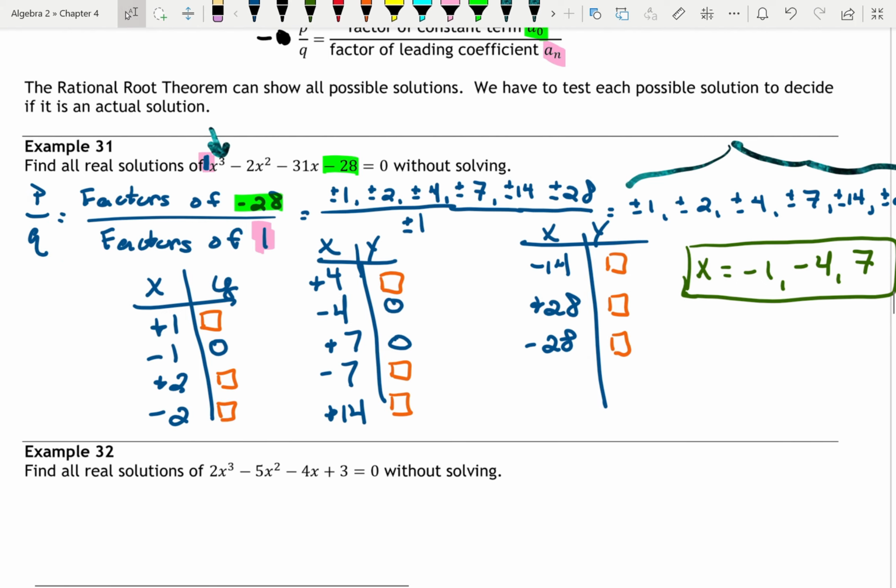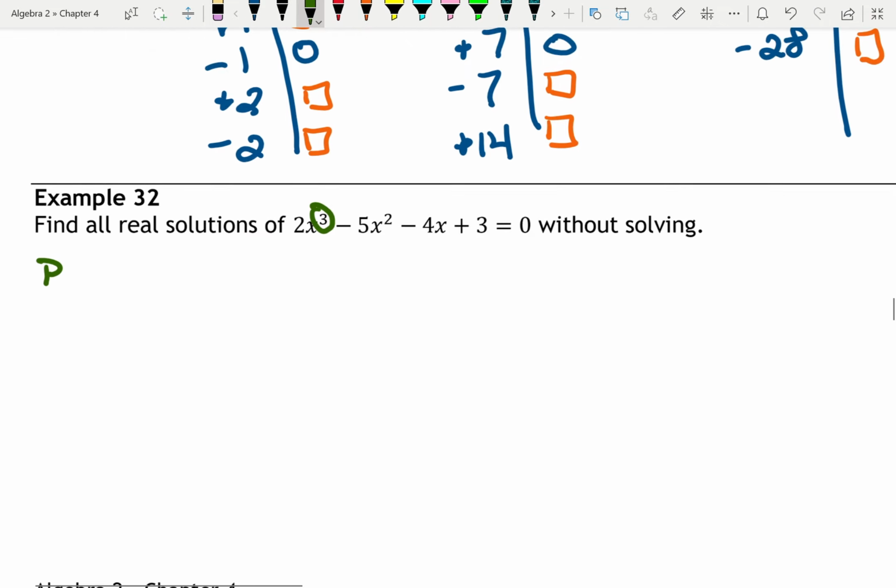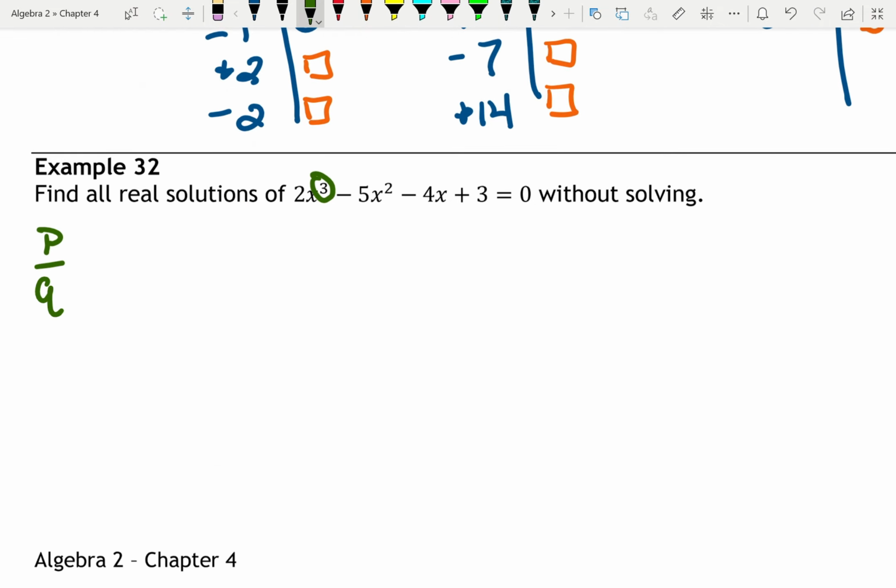Number 32. Again, we're going to try to not solve it outright, at least. So I'm going to use the rational roots theorem again. We know that there should be 3 solutions. So I need to write out my P. Was it P on top and then Q on bottom? Yeah, P on top, Q on bottom.